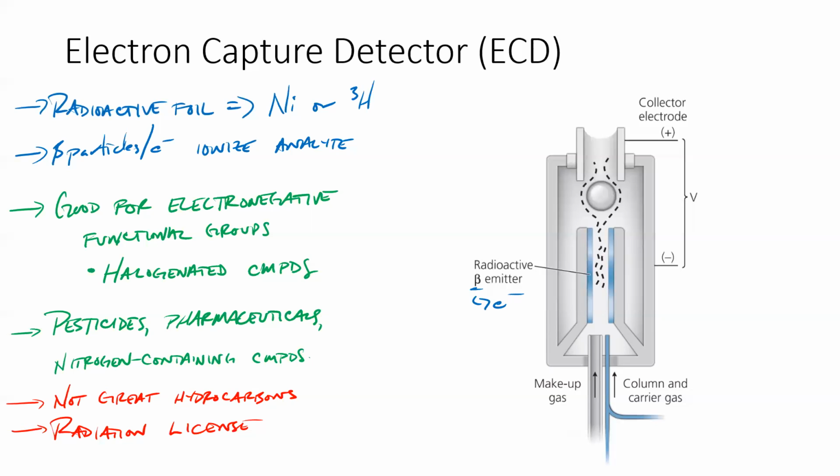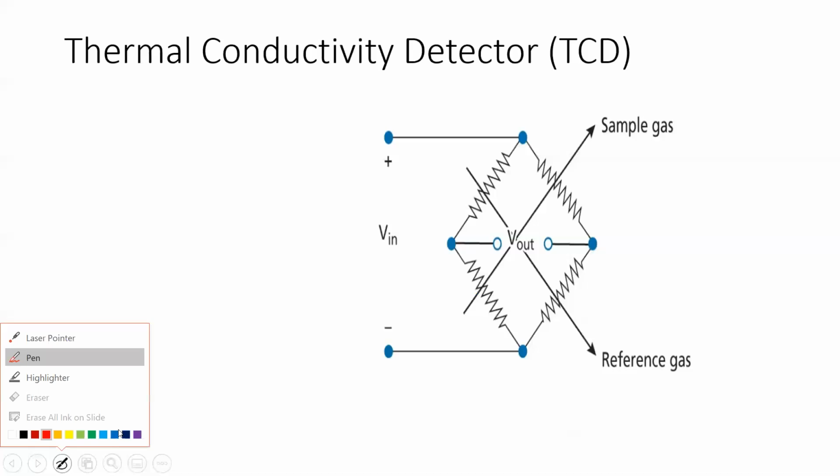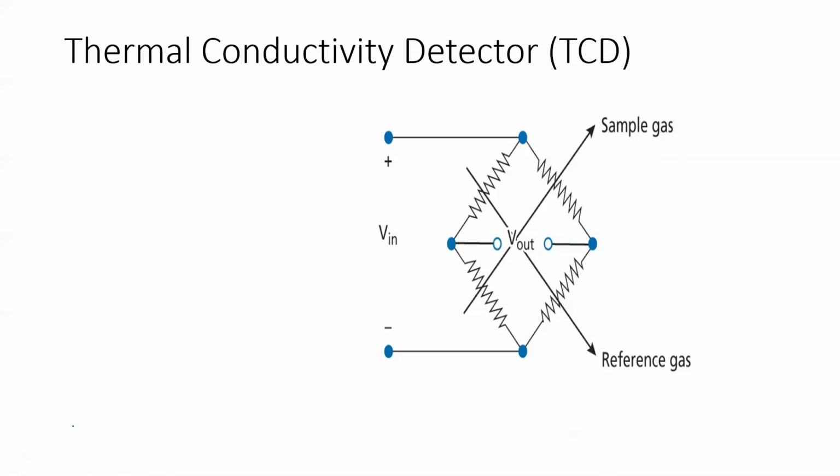Okay, so we've got one that's good for general organics, the FID. We've got one that's good for electronegative stuff and halogens in particular, the ECD. And so now the one that we actually have at Wofford, a thermal conductivity detector, the TCD. The way that the thermal conductivity detector works is that the carrier gas has known thermal conductivity.